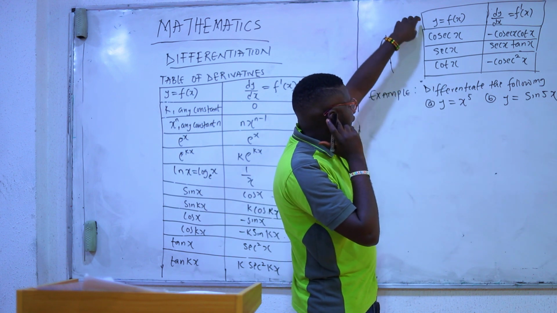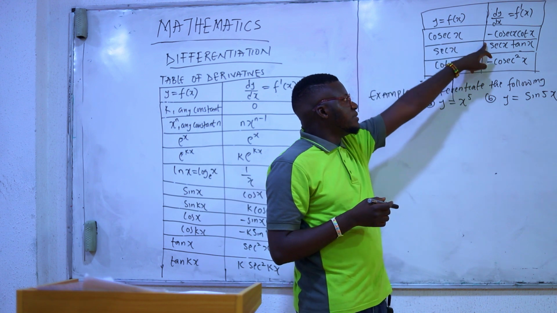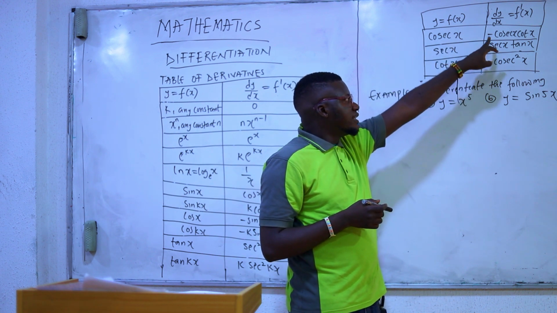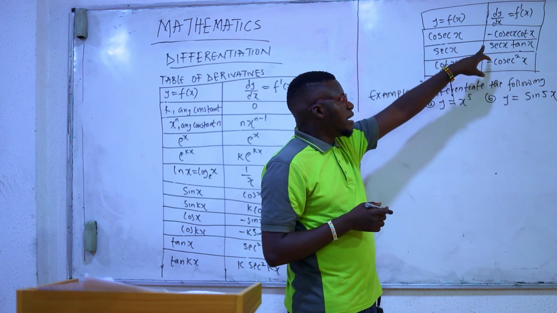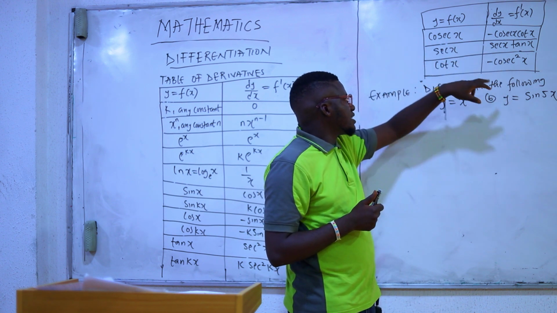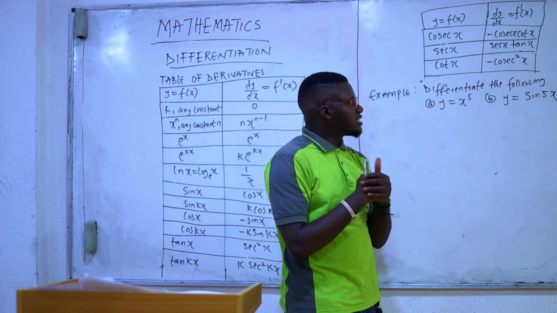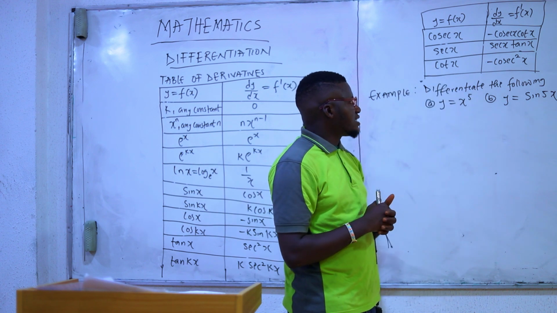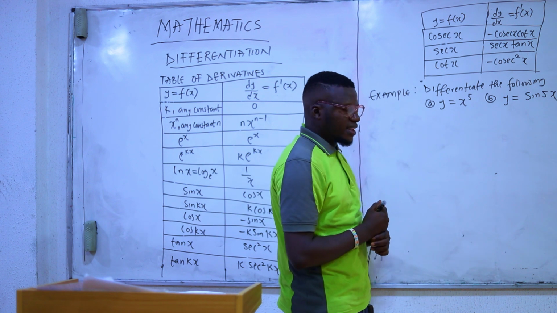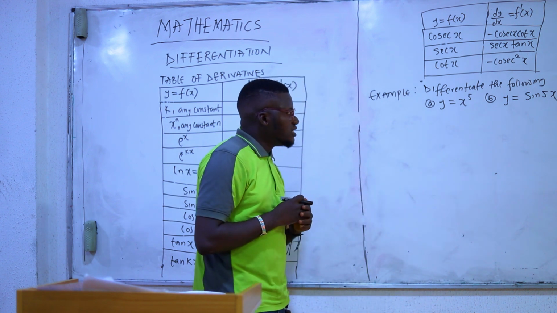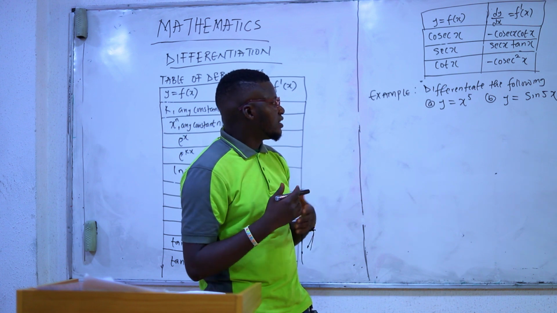Now, in the next table, I have cosec x. If I'm differentiating cosec x, I have minus cosec x cot x. Then here I have sec x. The differential of sec x is sec x tan x. Then here I have cot x. The differential of cot x is minus cosec square x. So this table is very important. You should know them, as they are basic differentials.